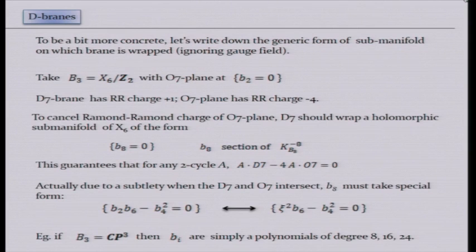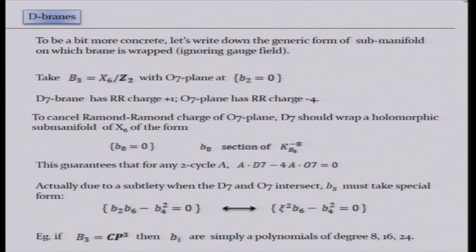Okay, I did want to be a bit more concrete about the typical cycle that a D-brane can wrap in a Calabi-Yau geometry when there's also an orientifold present. At some point, I'll show you that this comes very nicely out of F-theory. So I just want to briefly go through that. We want to wrap a D7 brane, and now let's just discuss a generic D7 brane, not a stack, the most generic situation where I have a D7 brane wrapped on a holomorphic submanifold of X6. And we're also going to assume we have orientifolds present already.